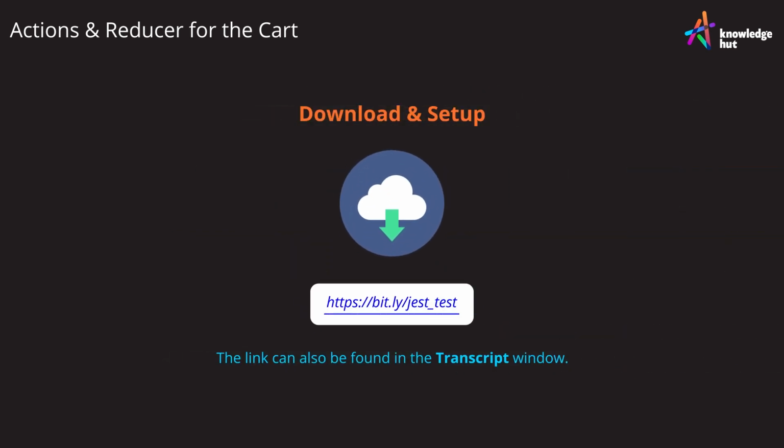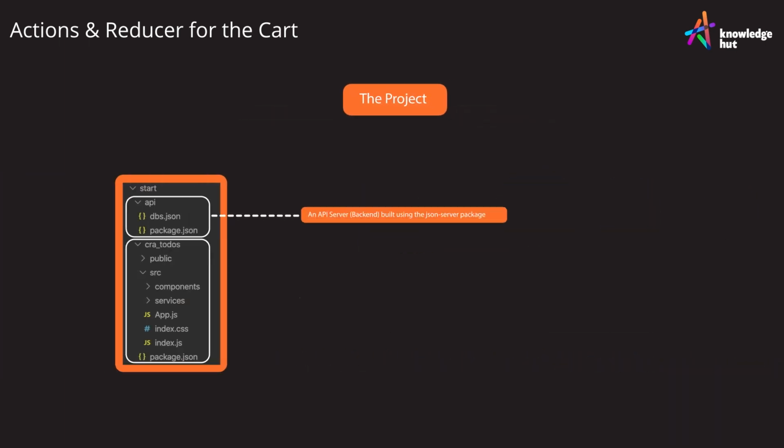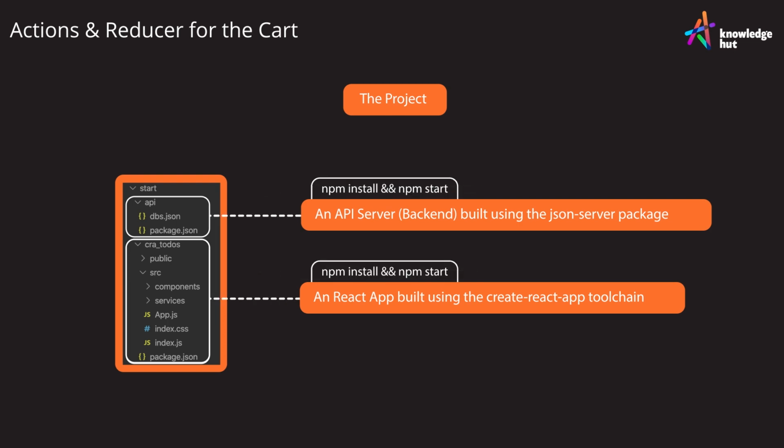Begin by downloading and extracting the folder. You'll get an API server and a folder with the React app. Run npm install in both the folders, followed by running npm start in the API folder as well as in the CRA to-dos folder. This is required to see the app in full before we write our tests.